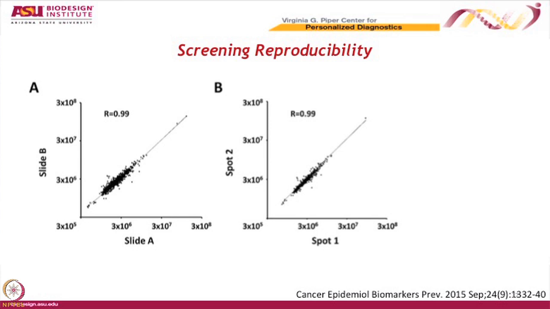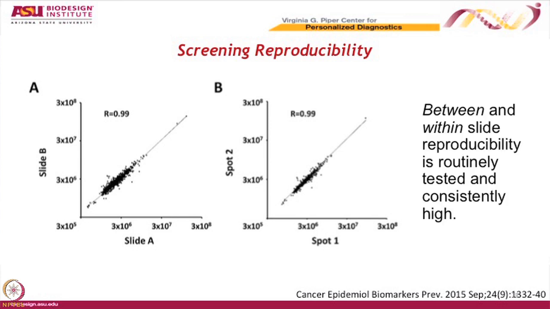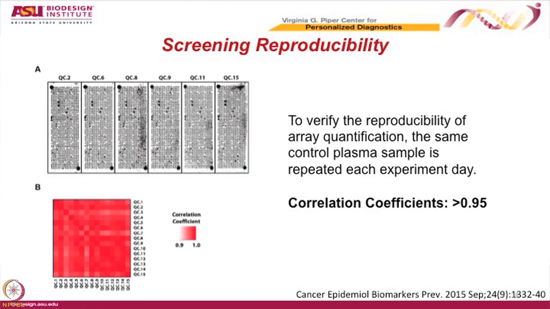So we have good spot, we have good signal intensity within the slide, and we have good correlation from slide to slide. Okay, let's look at it for the entire experiment, and that's what's shown here. What we did was, I told you, we took that control sample and we ran it every day we did our experiment. And then here's that same array on different days using that same sample.